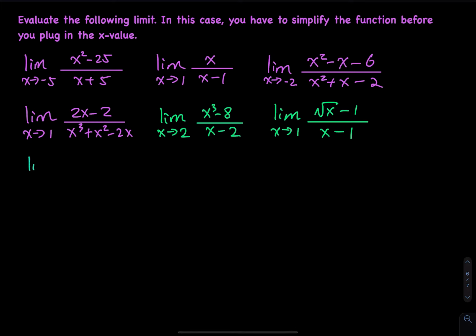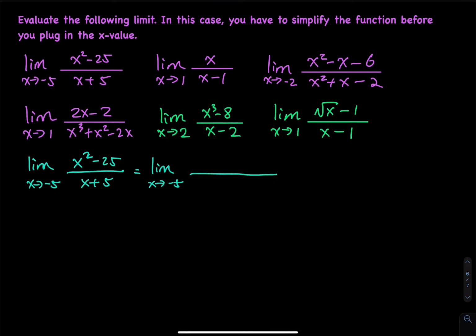So the first problem, we have the limit as x approaches negative 5 of x squared minus 25 divided by x plus 5. This is a square. Okay, so the x squared minus 25, we can factor that. The top becomes x plus 5 times x minus 5, and the bottom is x plus 5, so we can do a cancellation, right? So take a look. We have x approaches negative 5.